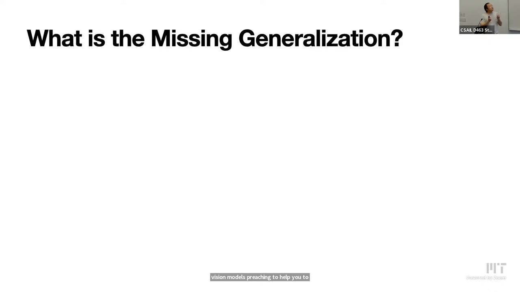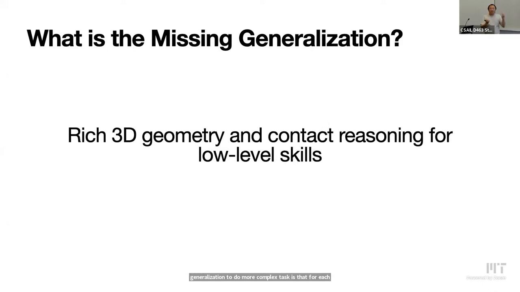But what is missing, I feel, in terms of helping generalization to do more complex tasks is that for each individual skill, at least in the learning community, we have still not well explored utilizing geometry reasoning and contact reasoning when we are trying to learn these skills. So we are still staying with very simple skills, and then we just assume those skills are there, and you can just use language to connect them. But how to actually do individual complex skills is still far from solved.